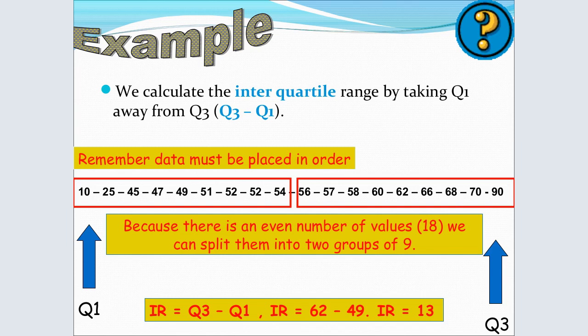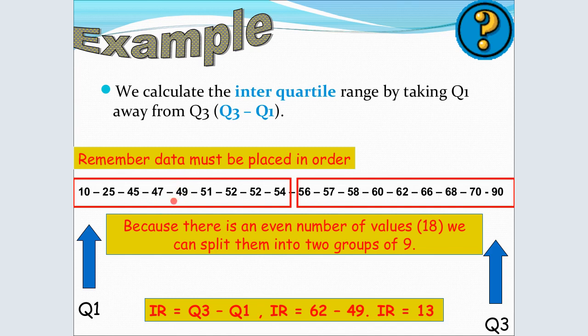I said 3 times 19 divided by 4. So it is 14.25. 14.25 is the row. So we are going to have 1, 2, 3, 4, 5.